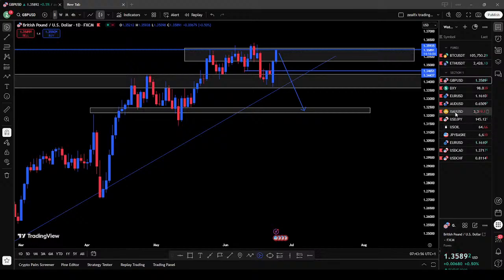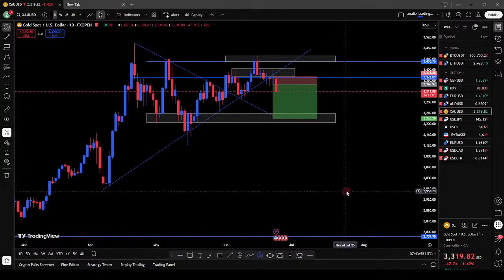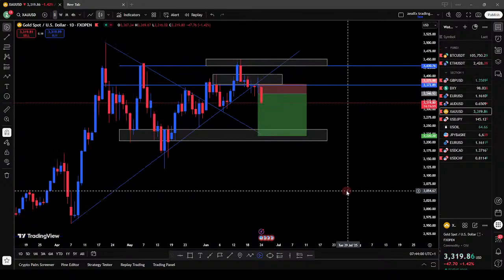So our gold is still currently selling. So we expect more sell for the gold. We are expecting more sell on gold. So you can take advantage, but you missed the entry already.